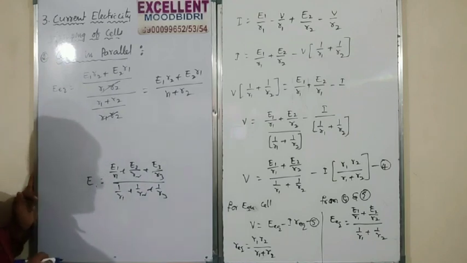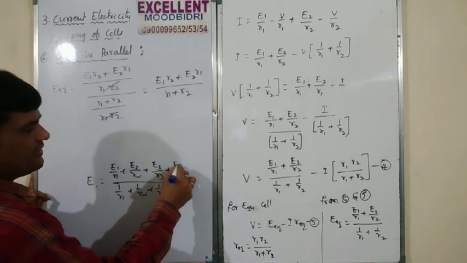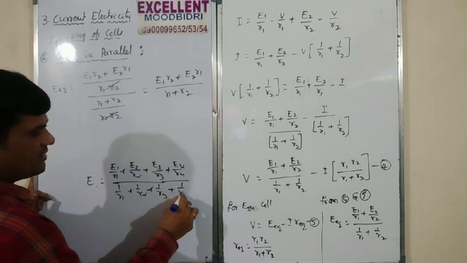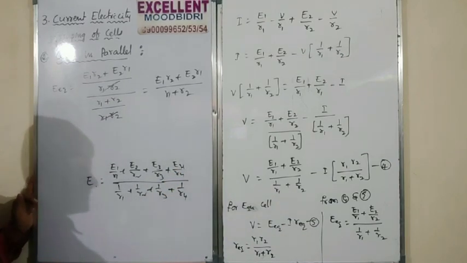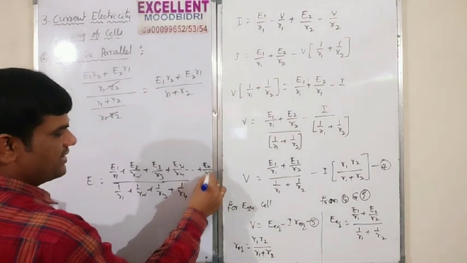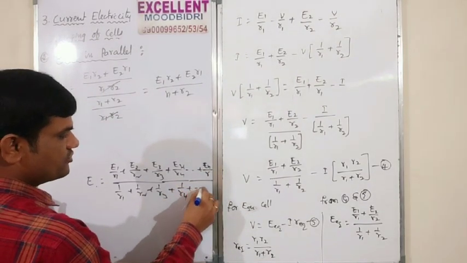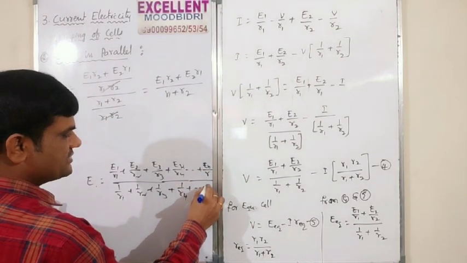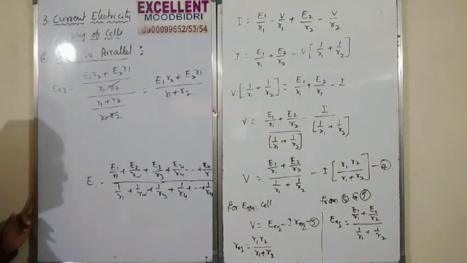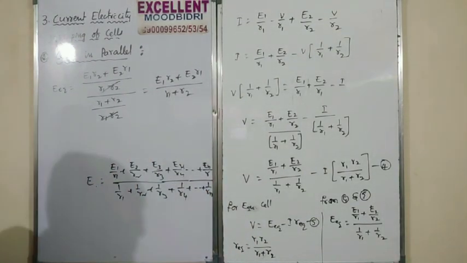Are you clear? 4 cells are there, meaning E4 by R4 divided by 1 by R4. Correct? So 1 by R4. N cells are there, En by Rn divided by 1 by Rn. So what is that? 1 by Rn. Are you clear? So that is the series combination, parallel combination.